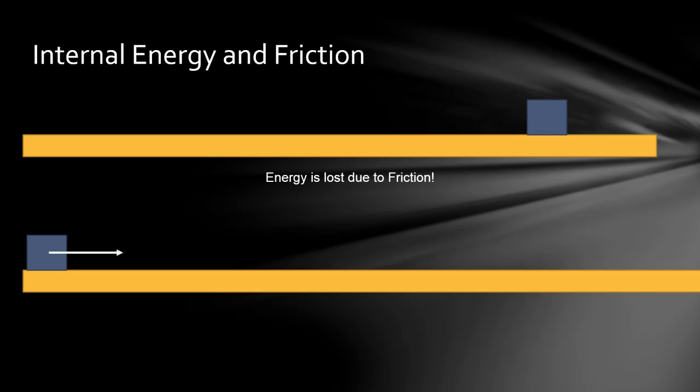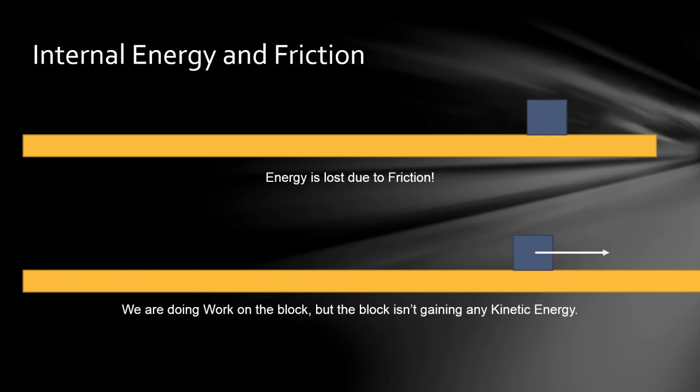We have another scenario, and this time we are going to apply a constant force on the block to the right, which means we are going to do work on the block. But the block remains at a constant velocity. This means the block is not gaining any new energy from my work. So where is the energy going? And once again, it is lost due to friction.